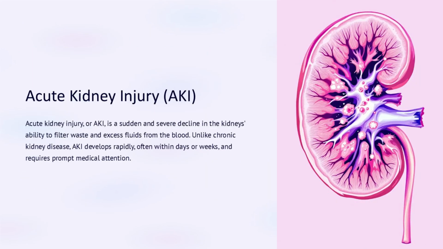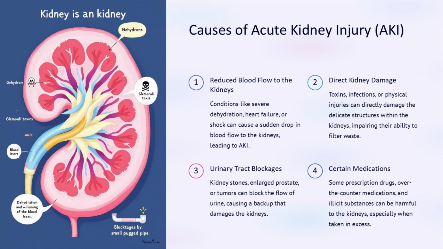Acute kidney injury, or AKI, is a sudden and severe decline in the kidney's ability to filter waste and excess fluids from the blood. Unlike chronic kidney disease, AKI develops rapidly, often within days or weeks. AKI requires prompt medical attention to prevent further damage and complications. The image on the right shows a detailed illustration of the human kidney with AKI, highlighting the inflammation and damage caused by the condition. Acute kidney injury, or AKI, can have several potential causes that we'll explore today.